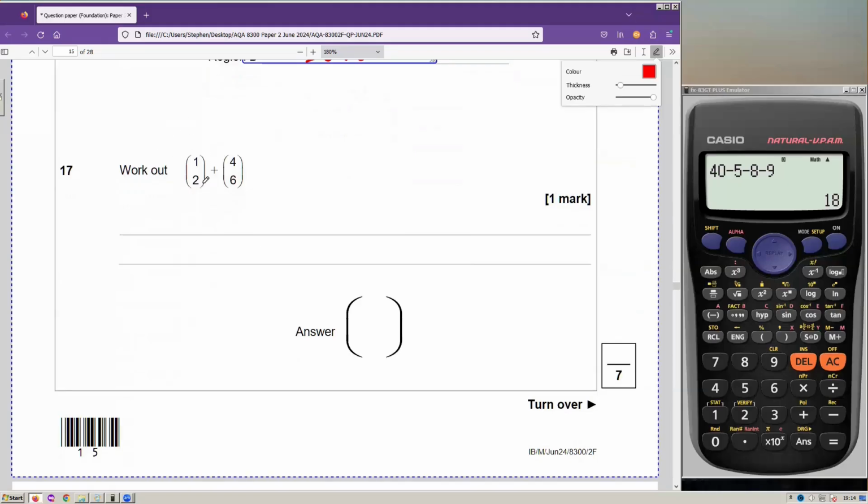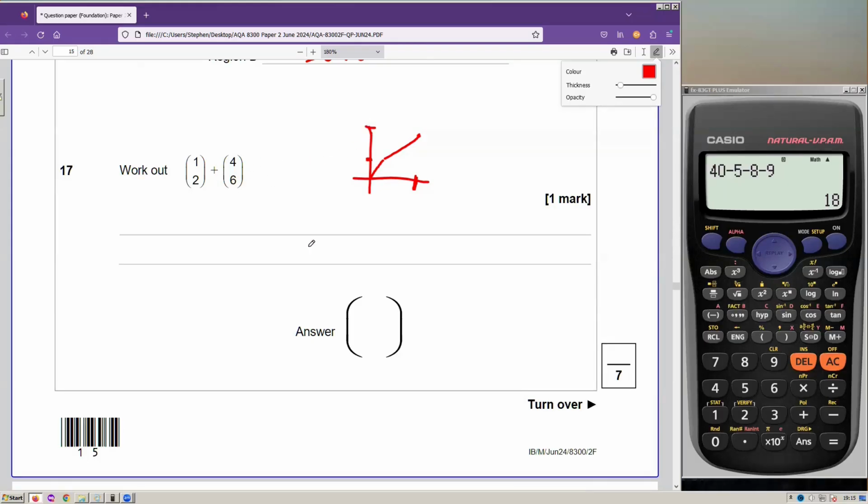Work out (1, 2) plus (4, 6). These are vectors. It's a bit like going 1 across and up 2. There's one vector there. They're just additive, because the 1 adds to the 4 to get to this point here, and the 2, which is up there, adds to the 6 to get up here. Not my best drawing, but you get the idea.